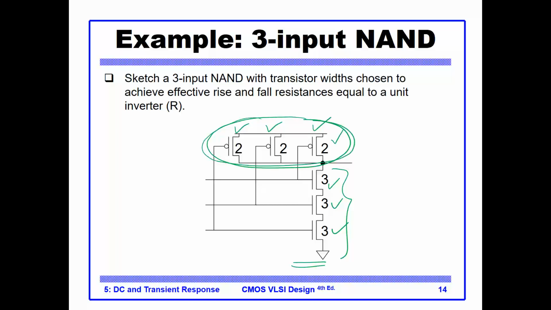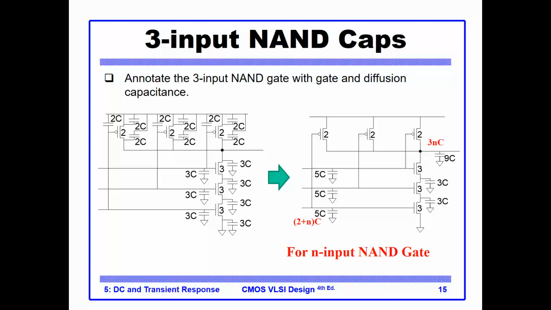So if we take the PMOSs and the NMOSs and replace them with the RC circuit, we get something like this. It's a bit messy, but eventually the capacitors shorted with the ground and power will be eliminated, and then you will see that for every input there is a 3C capacitance and a 2C capacitance. So that's the 5C here.